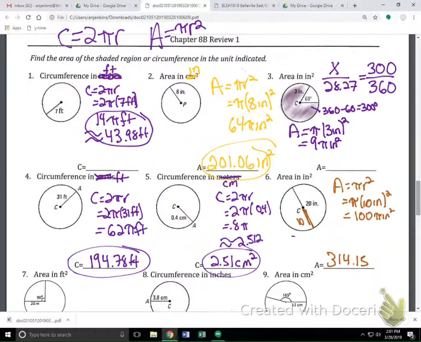360 is the total. And each of these, you're going to have the area of the sector, which is what we're looking for, being an x. And you're going to have this one being 360 in all of them. What's the answer? Okay, so we're going to cross multiply. That gives me 28.27 times 300 equals 360x. When you multiply 300 by 28.27, what do you get?